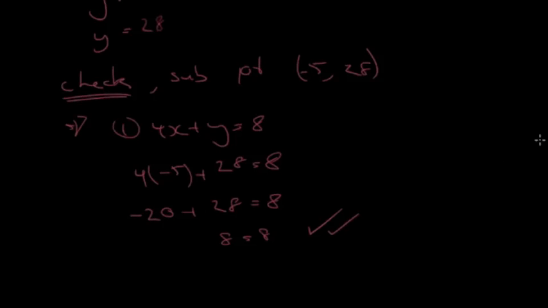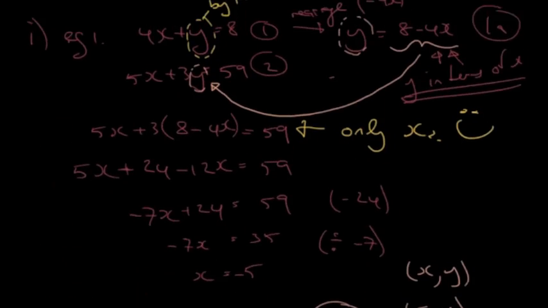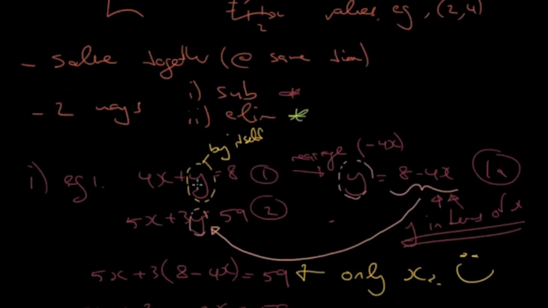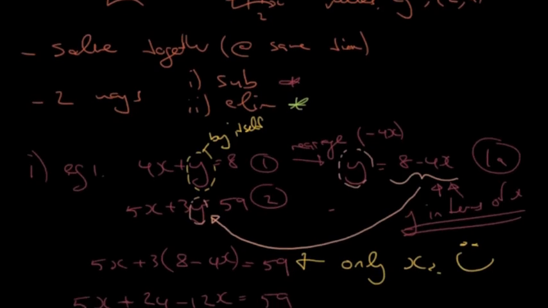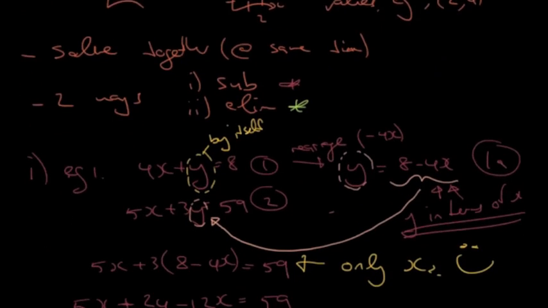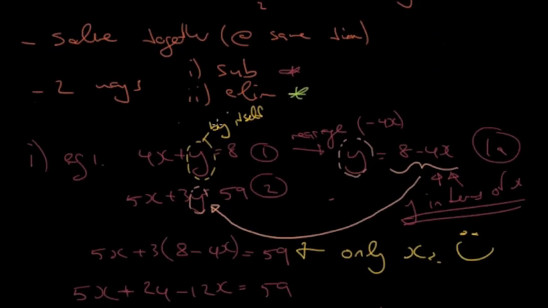Tick, tick. All good. So that's substitution. And again, you use substitution when we see one of the variables by itself, then we can easily and quickly rearrange for one variable, y in this case, in terms of the other variable, and then substitute that into the second equation. Okay, so now we're going to look at elimination, which is method 2.